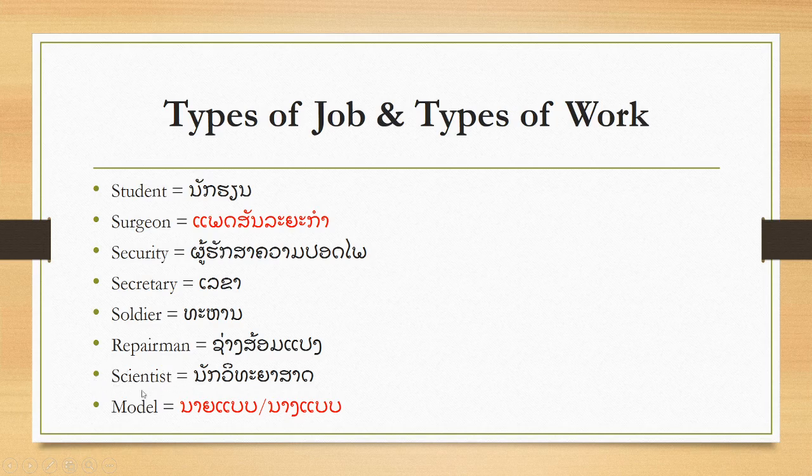Scientists. The scientists, they do research so they can find new things in the science field. Scientists. These are models. Models are supermodels. They appear in magazines or in commercials.